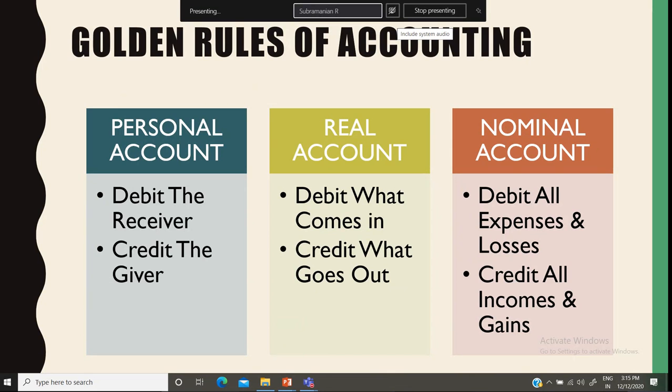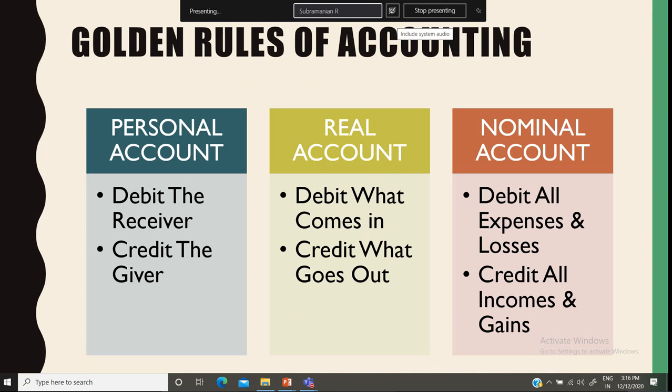Okay, so like this only I have to record entries in our books of accounts. So debit what comes in. If I am going to purchase furniture on a particular date, say on 5th December, worth 50,000 or 10,000 or so, for my business, then what is coming? Furniture is coming into my business. So what should I do? Debit what comes in. Furniture is coming in, so furniture account I have to debit.